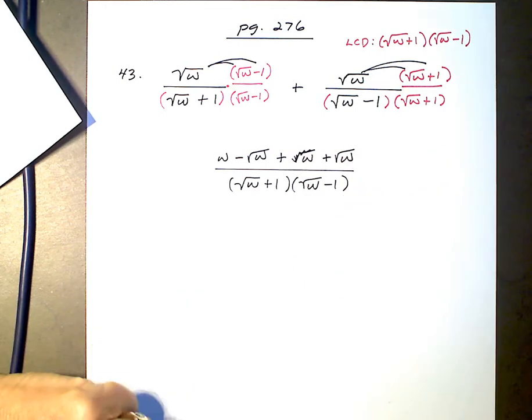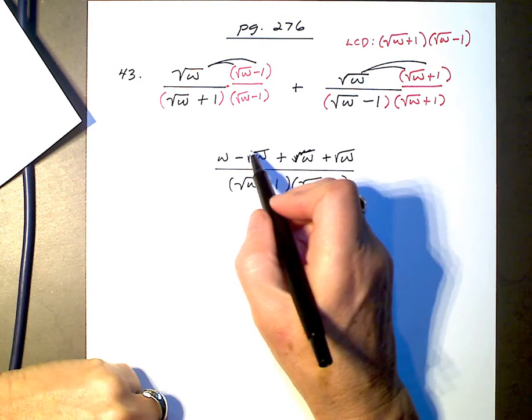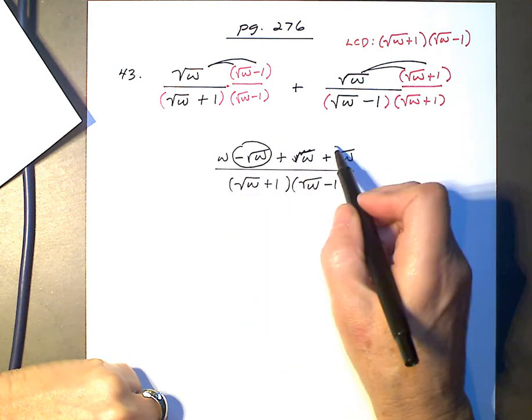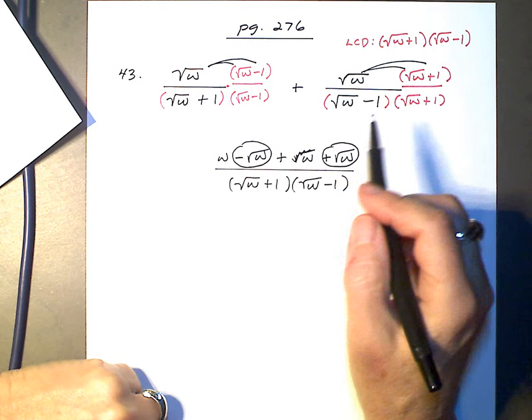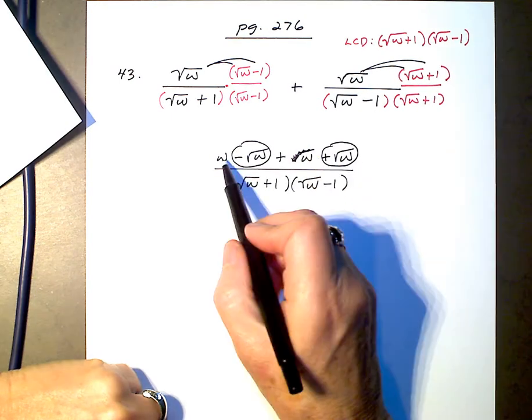So I have negative square root of w and a positive square root of w are going to cancel each other out, and that's just a w. I have a w plus a w, which is a 2w.